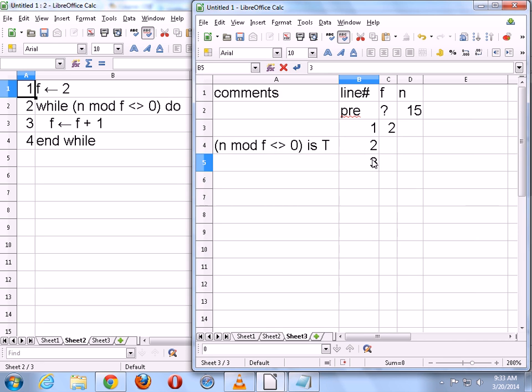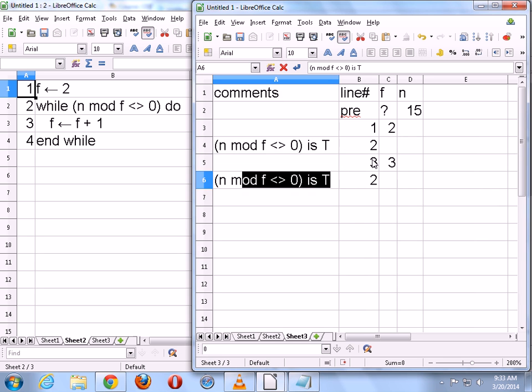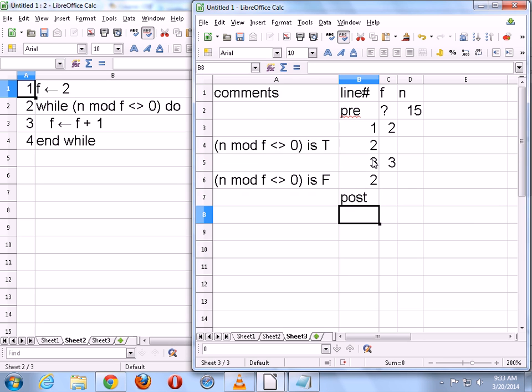So we go to line 3, we add 1 to 2, 2 becomes 3, we go back to line 2. N is still 15, so 15 divided by 3 has a remainder of what? 0. 0 is different from 0 is false. Yeah, that's it. We get the post, we're done.